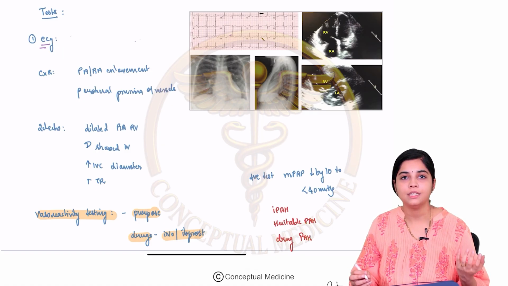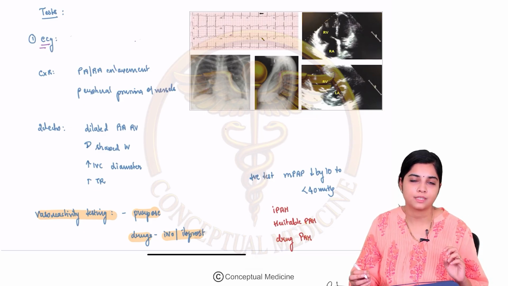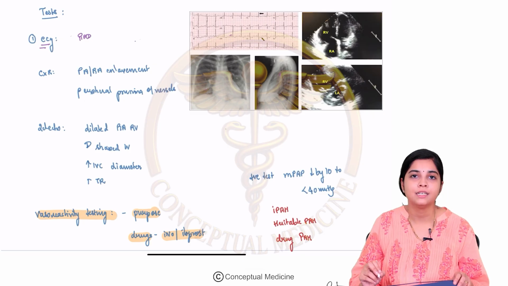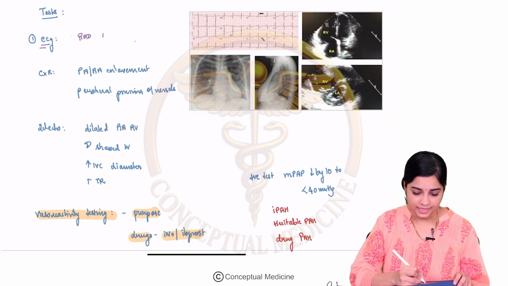It is going to be the right side of the heart. So RA-RV dilatation will result in what type of changes? It will result in a right axis deviation and an RV strain pattern. What is the meaning of RV strain pattern?